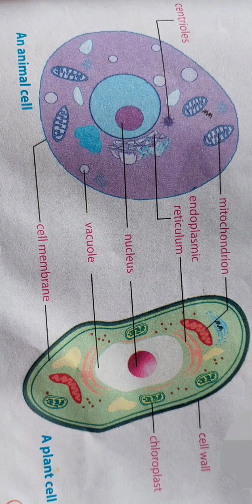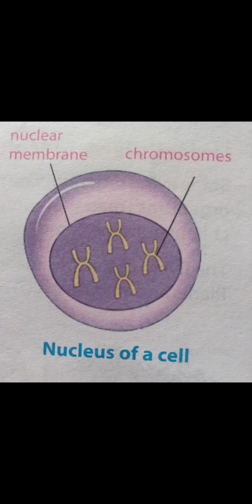Cytoplasm is a jelly-like substance present in both animal and plant cells, and it contains many small structures. These small structures present in the cytoplasm are called organelles. There are different organelles, as you can see, and each organelle has its own particular function. The third common structure is called the nucleus.